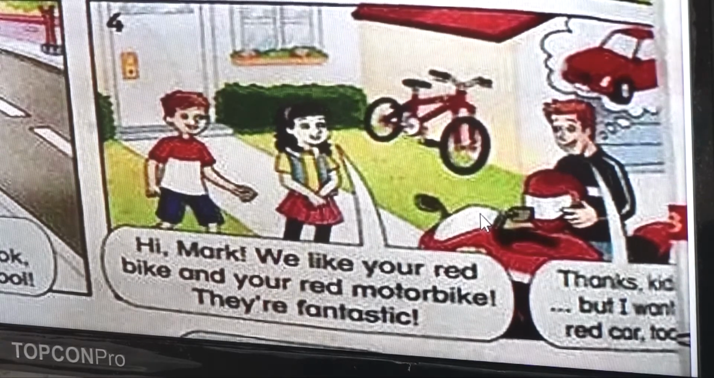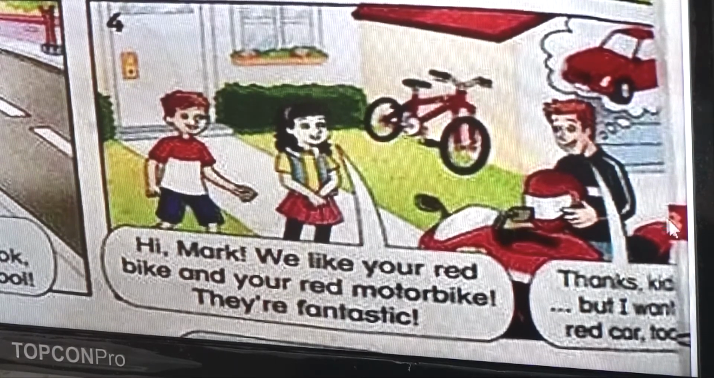Alright, let's read together again. Hi Mark, we like your red bike and your red motorbike. Right? Red bike and red motorbike. They're fantastic. Alright, for this part, can you go to your book because the screen is not enough. Alright, so let's go to our book and read it together.